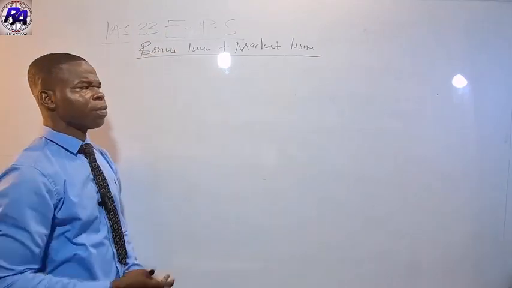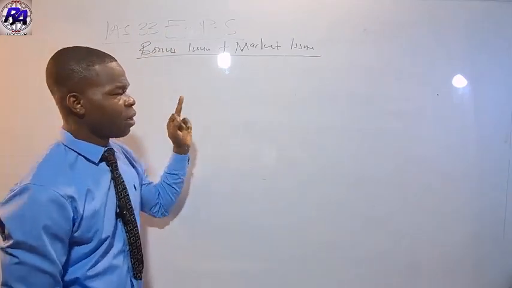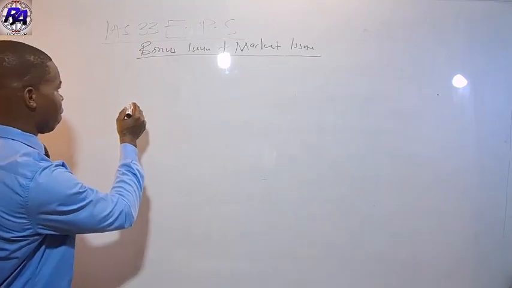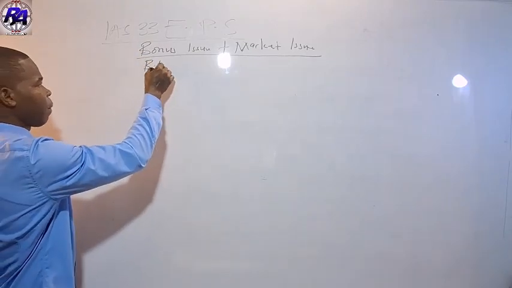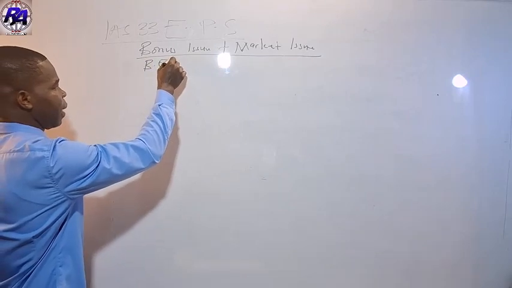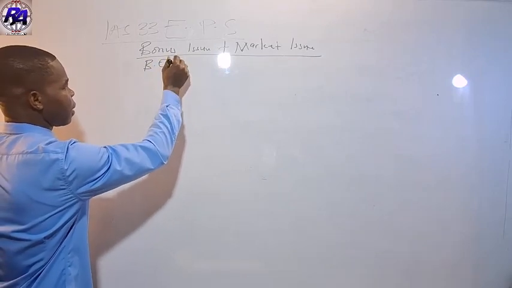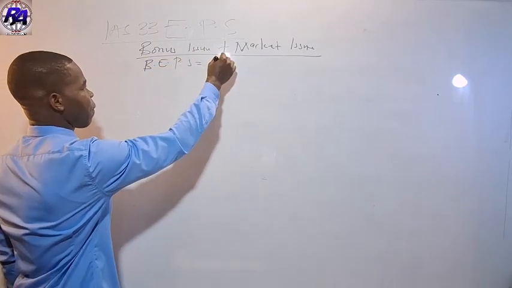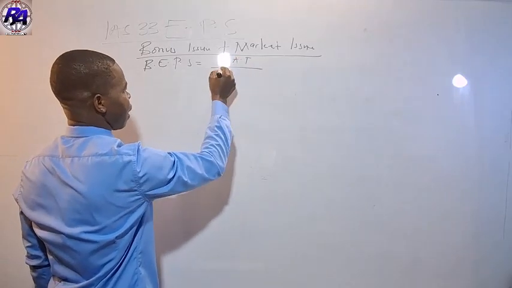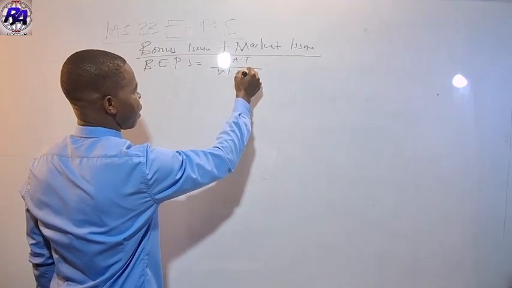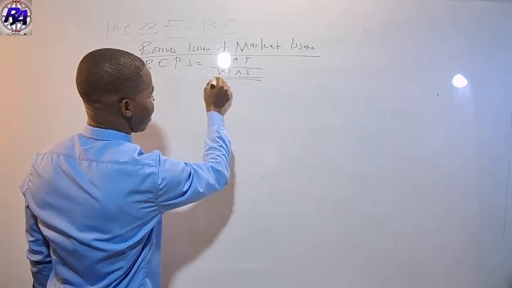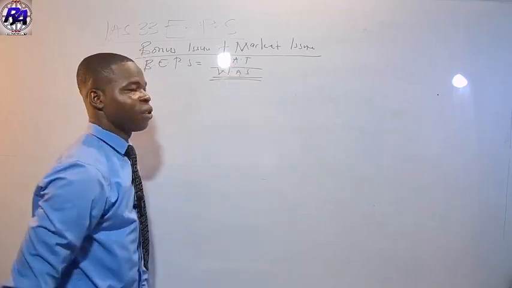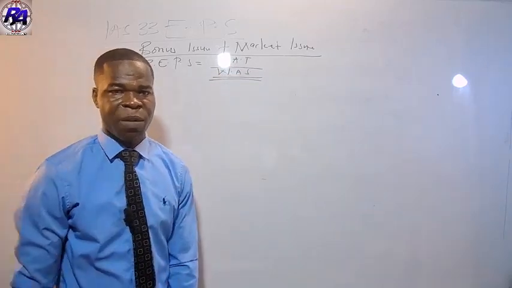In a question, now this is how it operates. We are going to look at the table. For you to get your basic earnings per share, which is our profit after tax divided by the weighted average number of shares outstanding. Now, how do we get this, the weighted average number of shares?